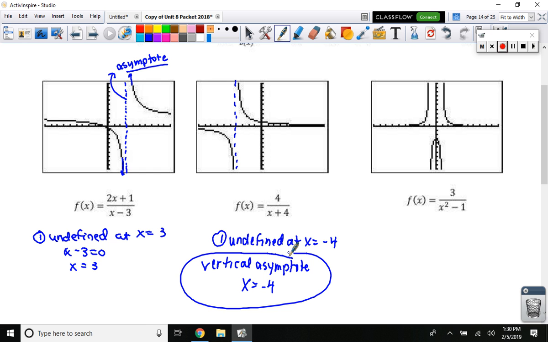Now, when you say you have a vertical asymptote, like your axis of symmetry or anything else, it is a line. So you're not going to tell me you have a vertical asymptote of -4. Because it's a line, it needs to be an equation of a line. So it's always going to be x equals. All right, -4. Are we good to there? So this is your vertical asymptote.